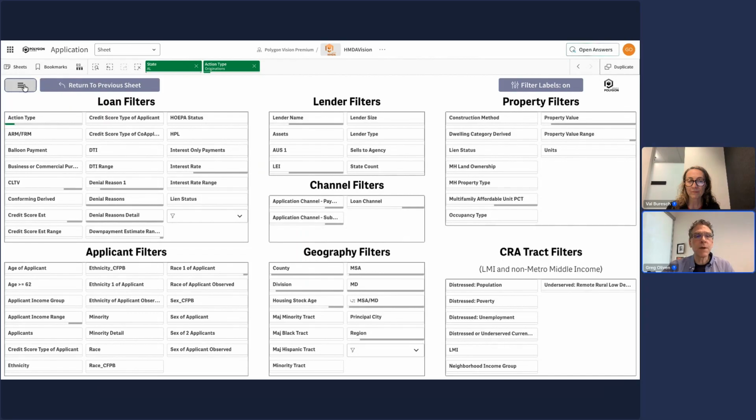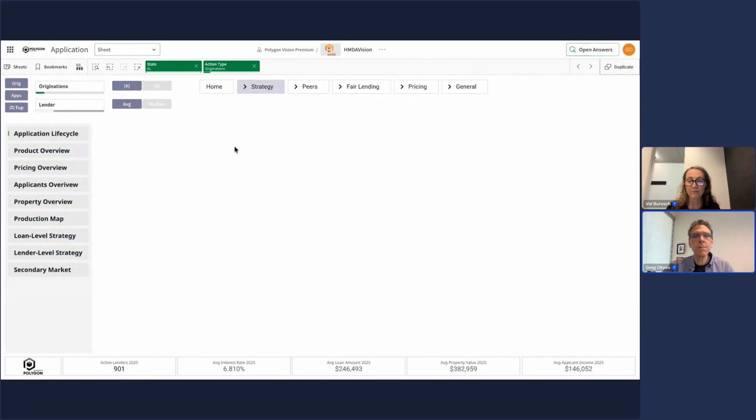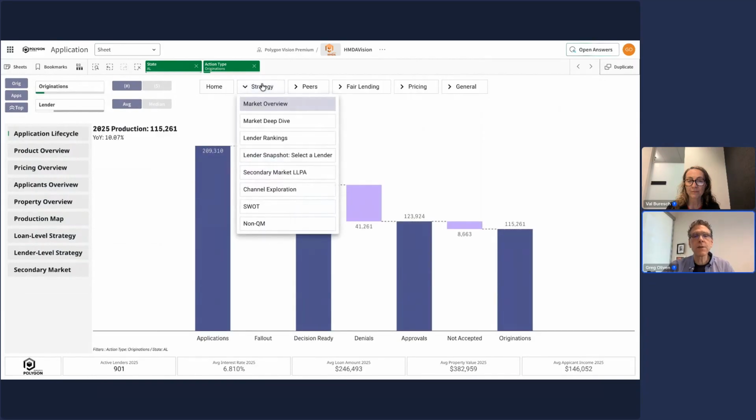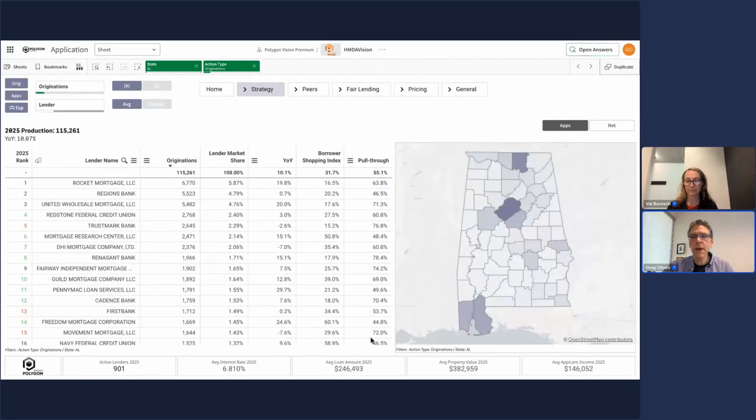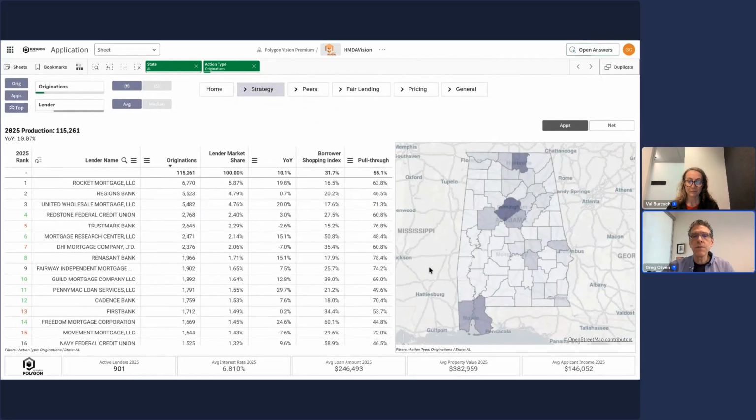And then use the convenience button. We can navigate through the menu here, or we could use the convenience button to return to the sheet we came from. And we're back in the beginning of the strategy section. Let's actually drop down to lender ranking, since there's a nice map here. And now, since we've filtered on Alabama, as we can see at the top, we've got a heat map of counties in Alabama and the number of, well, we're showing originations, so it's the number of originations that's showing.